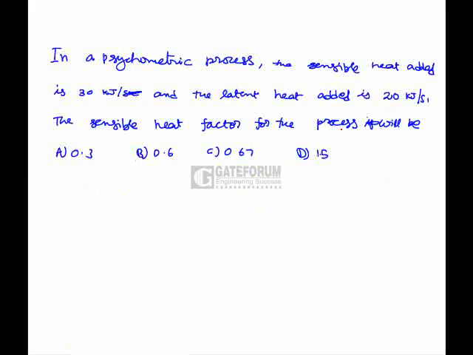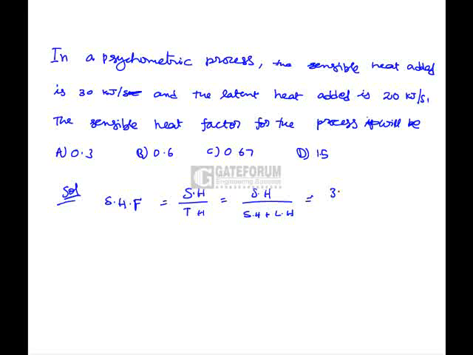In a psychrometric process, the sensible heat added is 30 kJ per second and the latent heat added is 20 kJ per second. The sensible heat factor for the process will be, here the sensible heat factor is the ratio of sensible heat and the total heat. Here the total heat is nothing but the sum of the sensible heat and latent heat. So sensible heat added in the process is 30 kJ per second and sensible heat and latent heat is equal to 30 plus 20, which gives a value of 0.6, and in the options, the correct option is B. B is the right answer for the sensible heat factor.